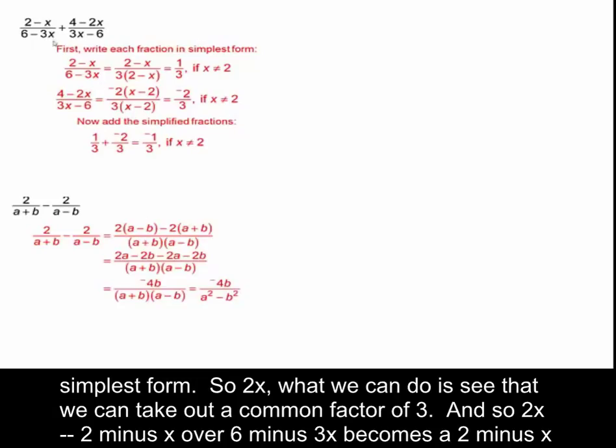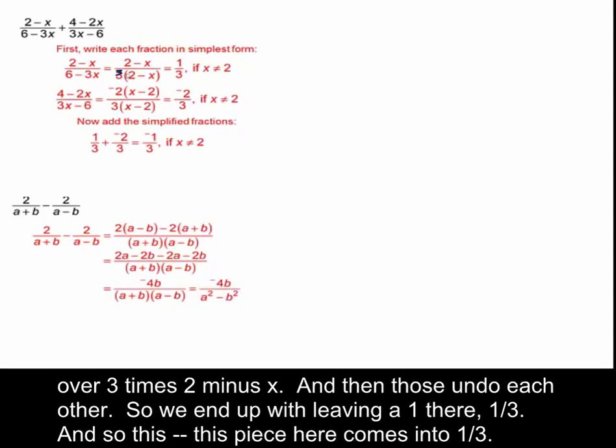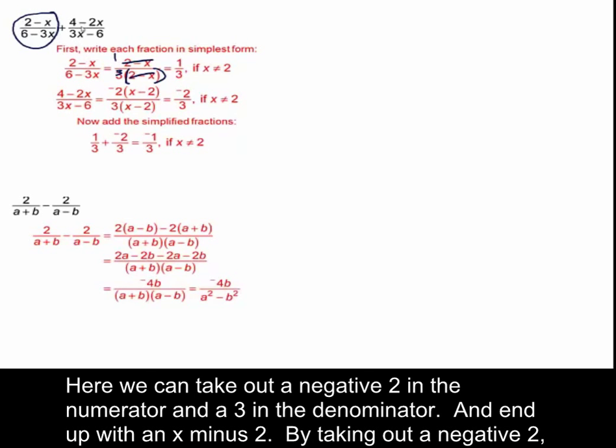So what we can do is see that we can take out a common factor of 3, and so 2 minus x over 6 minus 3x becomes 2 minus x over 3 times 2 minus x, and then those undo each other, so we end up leaving a 1 there, 1/3, and so this piece here becomes 1/3. Here we can take out a negative 2 in the numerator and a 3 in the denominator, and end up with an x minus 2.